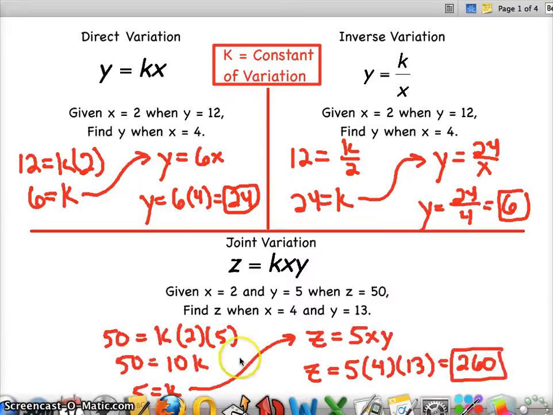Alright, hopefully you found, just as I did here, that once you plugged in 2 and 5, plugged in 50, you found k equal to 5. C equals 5xy. And therefore you can plug in your 4 and 13 and get 260.